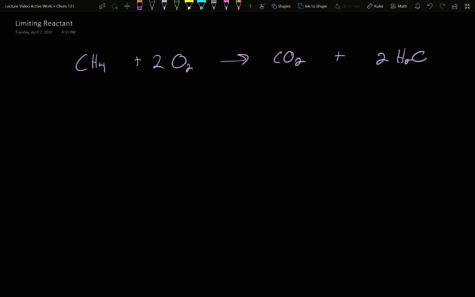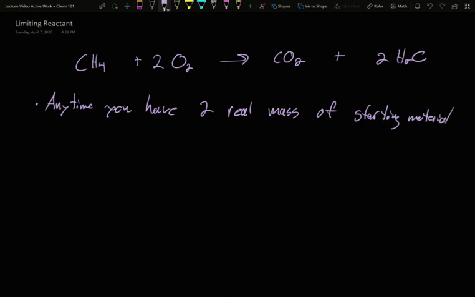Limiting reagents are extremely common. If you ever mix things, there's always going to be one of them that runs out first. Anytime you have 2 real masses of starting material, we will have to consider that this is a limiting reagent problem. So if you're ever given a weight, 2 real weights, you're not given 1 and then told to figure out how much product it'll make. You're given 2. You say, hey, I have this much methane and this much dioxygen. Well, that is 2 weights of starting materials. That means one of them will not be enough.